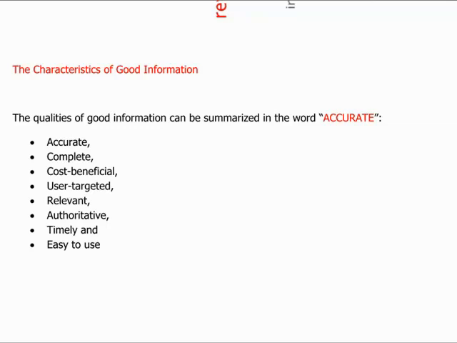Good information is also user-targeted, so it's developed with an eye to who is going to be the consumer of such information. It has to be relevant. It has to be authoritative. In other words, it has to be based on some credible sources to be acceptable. It has to be timely. This is another interesting and important quality.